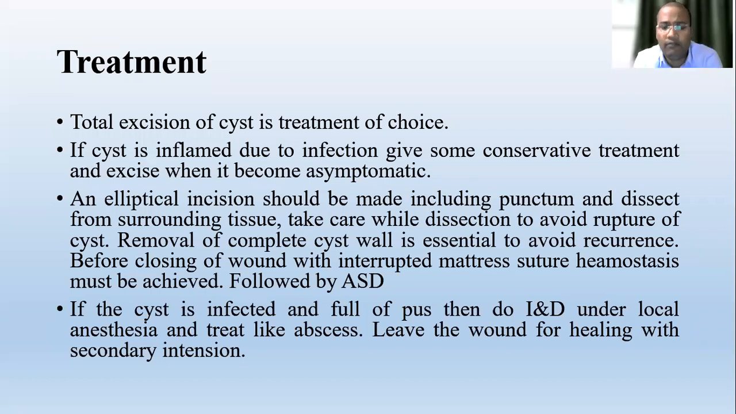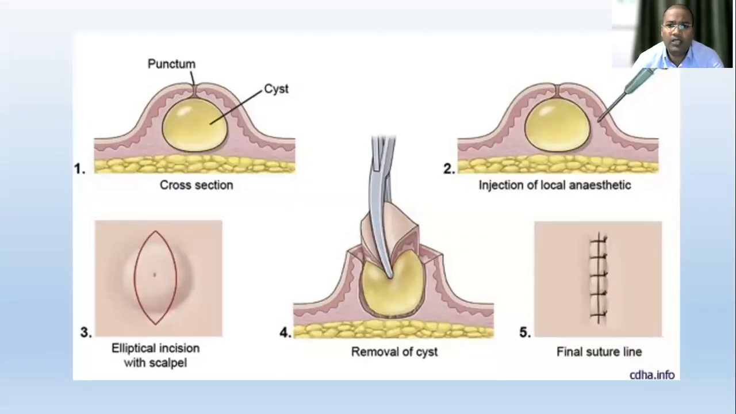So for the excision, there are two methods: one is elliptical incision and the other is incision and drainage. Elliptical incision is used basically for cysts which are asymptomatic, which have no sign of inflammation. The method of excision you can see in the picture.